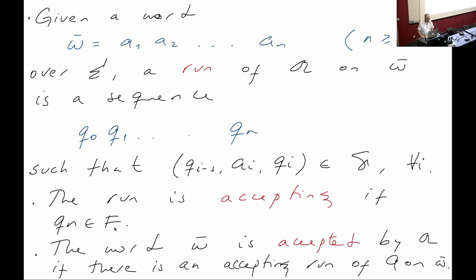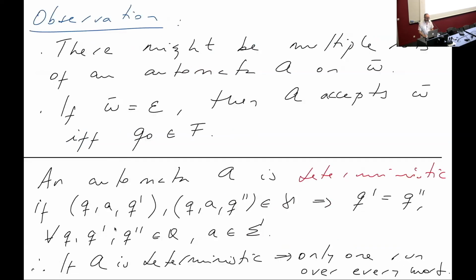And the word is then accepted if there is an accepting run of this automaton on this word. Since the automaton is non-deterministic, the run is not necessarily unique. There might be multiple runs of an automaton over a word, and the automaton accepts if at least one of these runs is accepting. Some other runs could be non-accepting, but if there exists a run that is accepting, then the word is accepted. When the word is simply the empty word, the automaton accepts the empty word if and only if the initial state is also a final state.